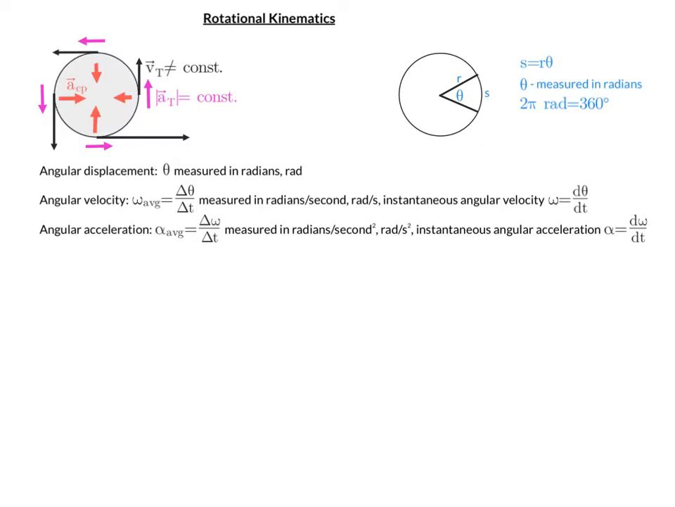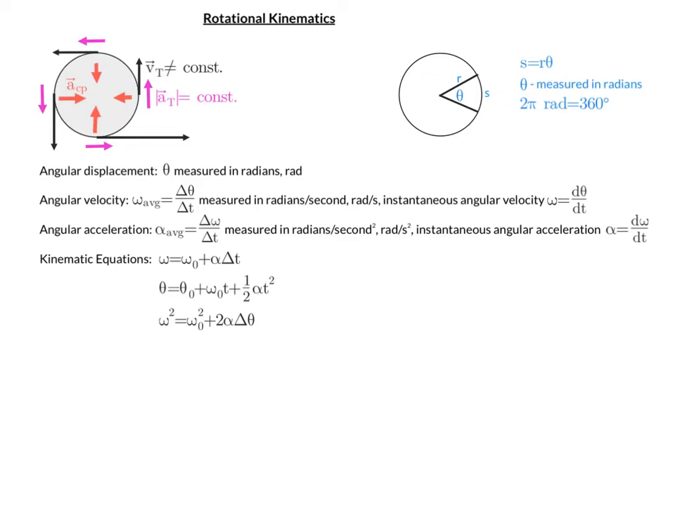Then the next concept, just like in linear kinematics, is acceleration, but this time it's angular acceleration with the symbol alpha, and the average angular acceleration is delta omega over delta t, and that's going to be measured in the units of angular velocity divided by the units of time, so that's going to be radians per second squared. And just like with angular velocity, we can talk about instantaneous angular acceleration, and that is the derivative of the angular velocity with respect to time.